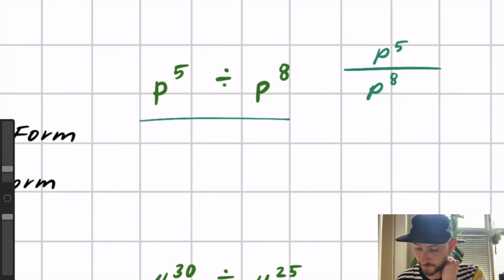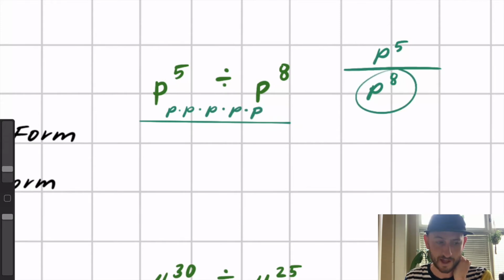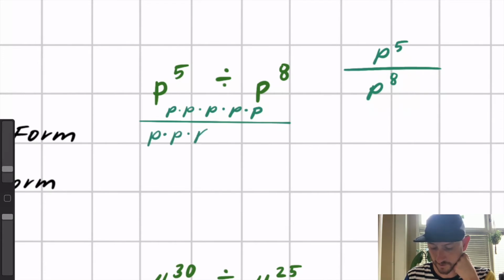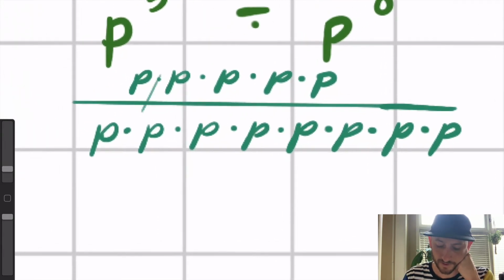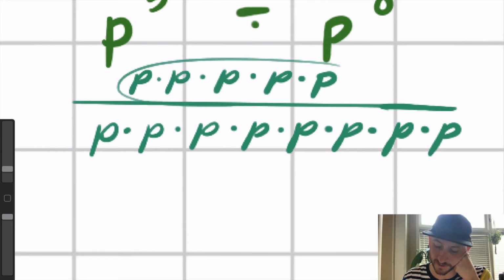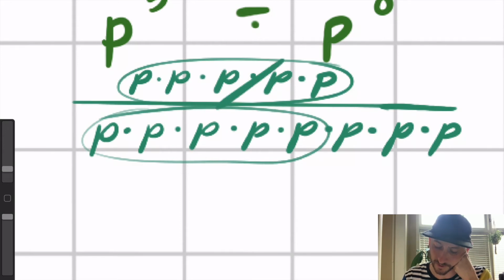When we write this in expanded form, our numerator will have 5 p's being multiplied together. 1, 2, 3, 4, 5. And our denominator will have 8 p's being multiplied together. 1, 2, 3, 4, 5, 6, 7, 8. Again, let's cancel out. Rather than doing individual groups like that, how about I just take 5 p's on the top, 5 p's on the bottom, and realize that those are all going to cancel out.